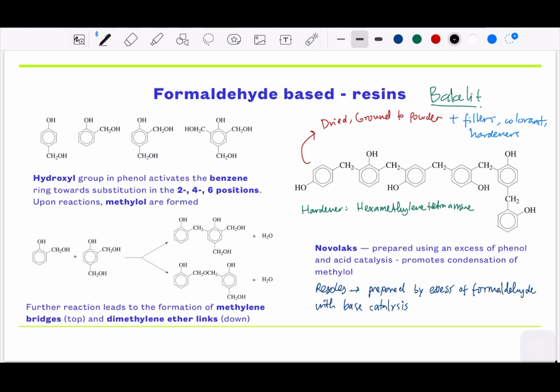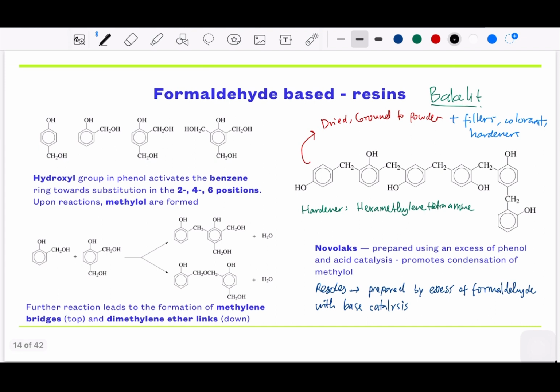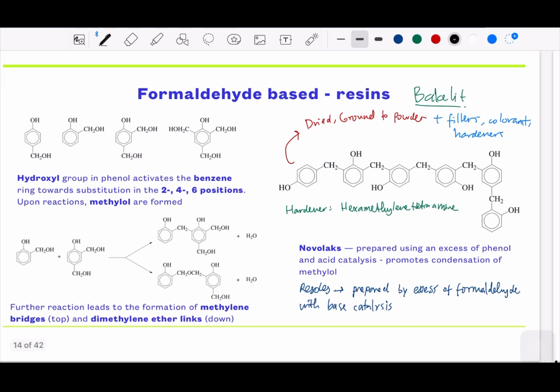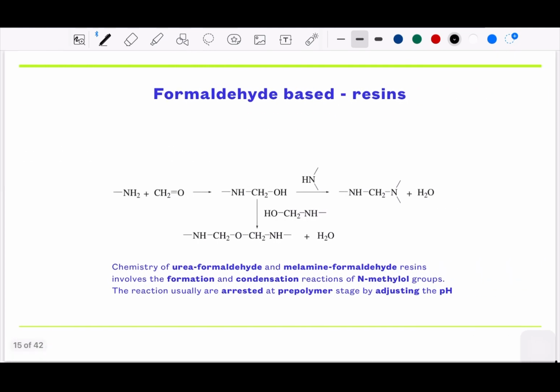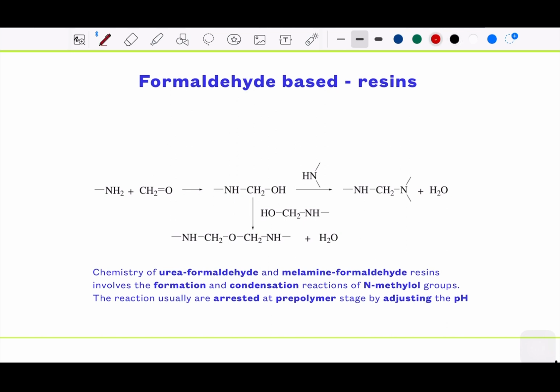Okay, that's just a wrap up of last week's material. And do we have another one? Oh yeah, we have another one, that is the chemistry of urea formaldehyde. So as you see from here, let me just rephrase this. This is just an example. So chemistry of urea formaldehyde and melamine formaldehyde involves formation and condensation reaction of the N-methylol groups.